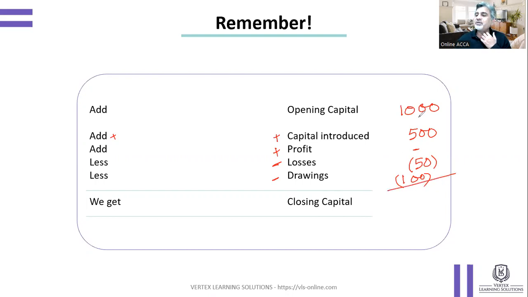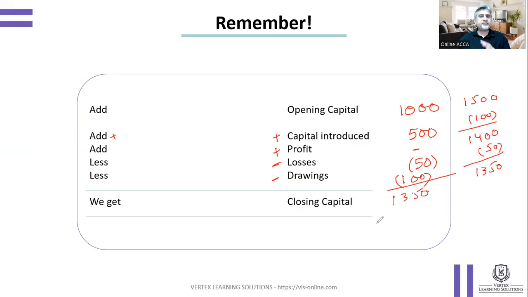So it would be 1,000 plus 500, 1,500. It means that the business had 1,500 in capital. Then the business made a loss of 100, so your capital will be decreased to 1,400. And then you took $50 home. You said, I need $50 back. And your closing capital is 1,350. This is the number 1,350.